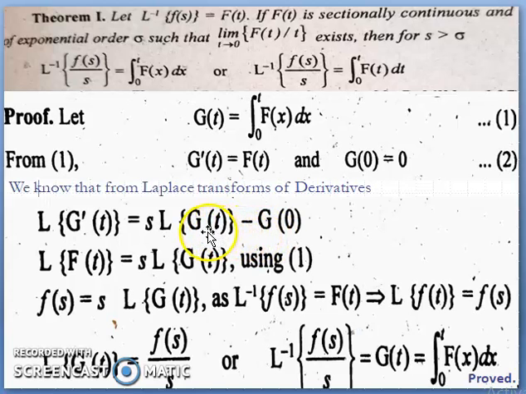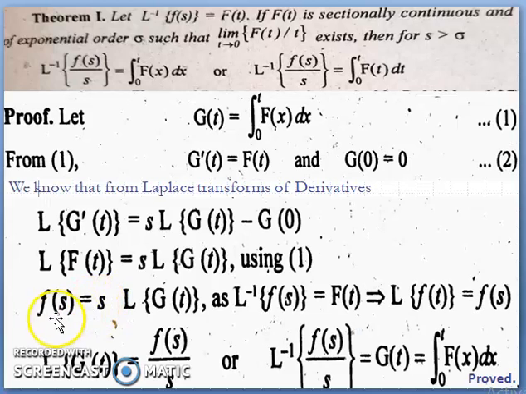Now we know the value of L of g(t) as it is, and the meaning of g of 0 we have just derived from equation 2. g of 0 is 0, so substitute 0 here. So finally we get L of f(t) equal to s into L of g(t) by using equations 1 and 2, because in place of g dash t we have supposed f(t), s as it is, L of g(t) as it is, and g of 0 is 0. So it is L of f(t) equal to s into L of g(t).